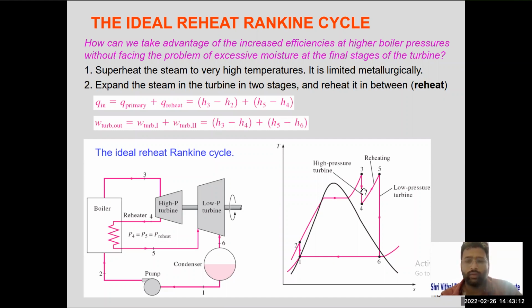Okay. See here, in this example only 2 turbines are being employed, but in practice there may be 3 or 4 turbines, or 5 or 6 turbines also. That way the reheating will take place. Here you can see only 2 spikes. Instead of these 2 spikes, you can observe multiple spikes in actual power plants, right?